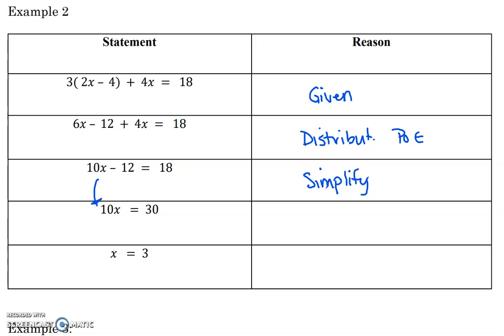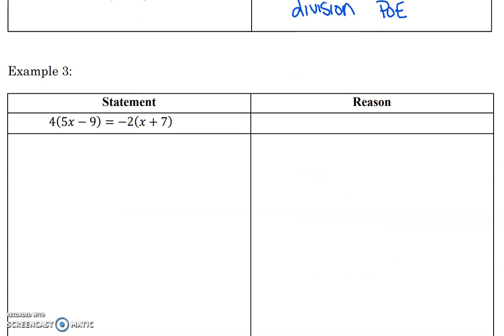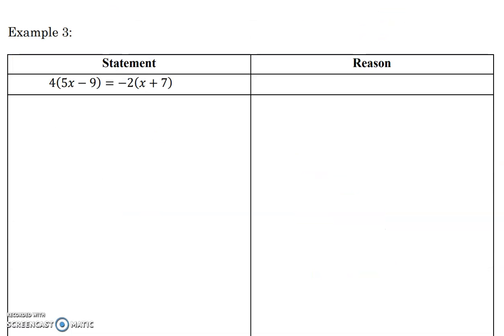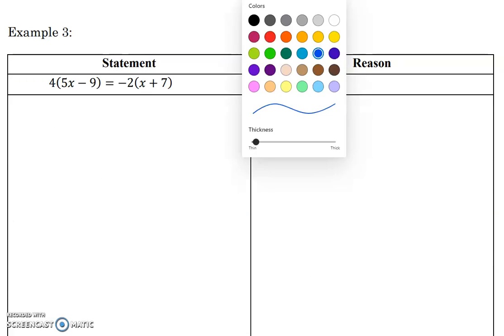And then from here to here, it looks like we're getting rid of the minus 12 by adding 12. So we're going to go ahead and put addition property of equality, and then dividing both sides by 10, division property of equality. So a lot of times you're looking either above and below for that change, or you're looking from the left to the right. It depends on how it's written. So I want you to try and solve this one, putting your reasons here, and then check when you're ready.